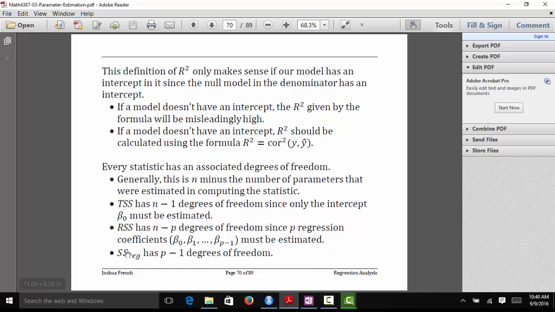Lastly, we talk about the regression sums of squares. So the regression sums of squares has p minus 1 degrees of freedom. I can't clearly articulate why this is the value for the degrees of freedom as I could in the previous examples, but the n minus the number of parameters to estimate is going to result in p minus 1 degrees of freedom.